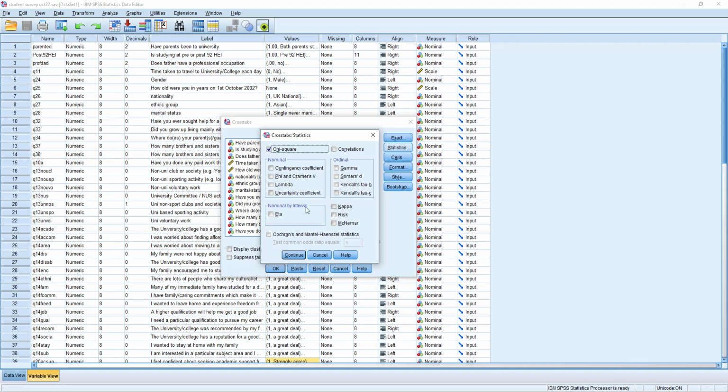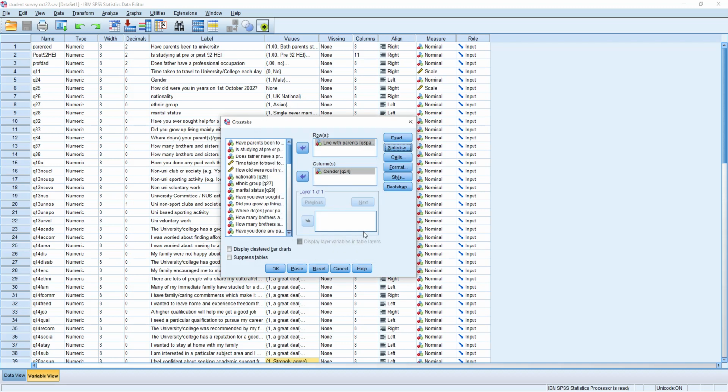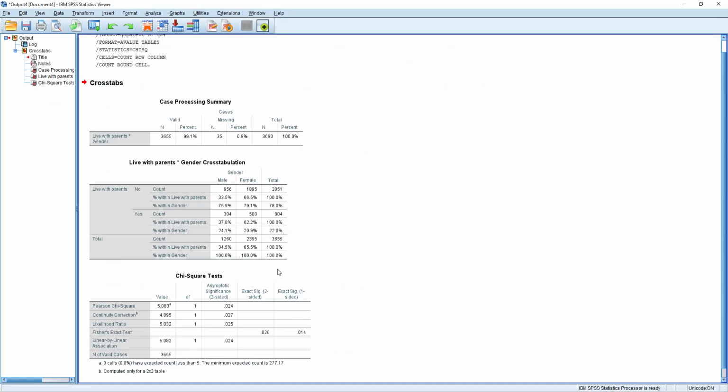There are, as you can see, lots of other statistical tests that you can use, but we're just going to stay with the straightforward chi-squared. So after I've chosen chi-squared, I'm going to click on continue. So I'm now ready to run my cross-tabulation. So I click on OK, and it runs my cross-tabulation.